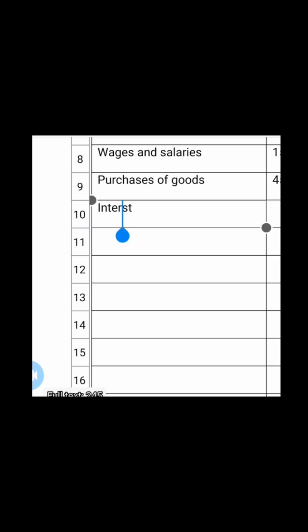Then we have the next one, which is interest. Oh, I did not spell it properly. Interest received. This interest received is one of the accounts that generates income into the enterprise. It is a revenue. So we carry it to the credit side.